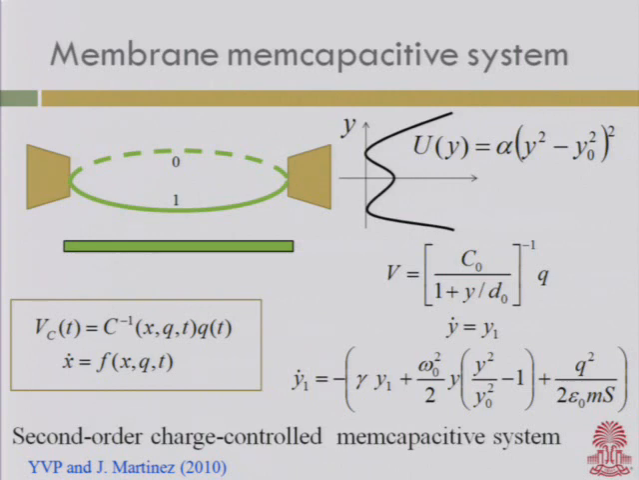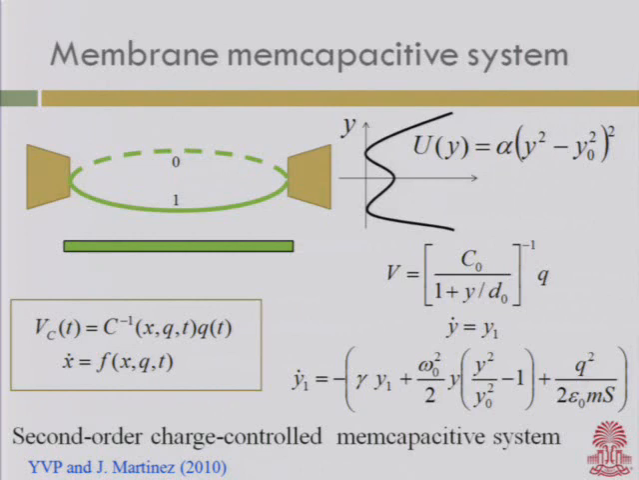In the down state, the capacitance is high because the membrane and plate are close to each other. In the upper position, the capacitance is lower, and by applying voltage pulses I can switch the membrane from the up to the down state and vice versa.